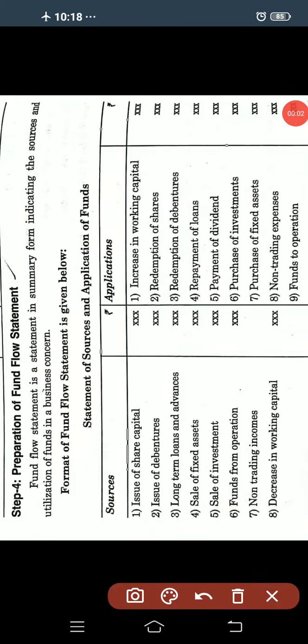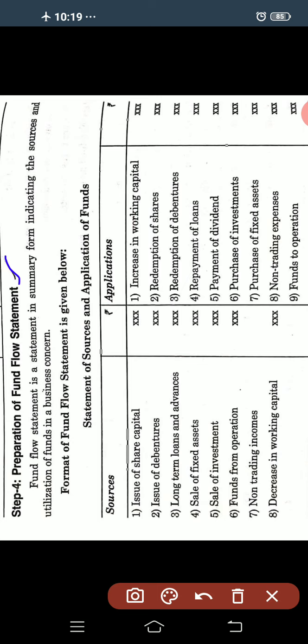The fourth and last step to calculate the fund flow statement is the preparation of the fund flow statement. The fund flow statement is a statement in summary form indicating the sources and utilization, or application, of fund in a business concern. It is in a summary form and it includes the sources of fund and application of fund.